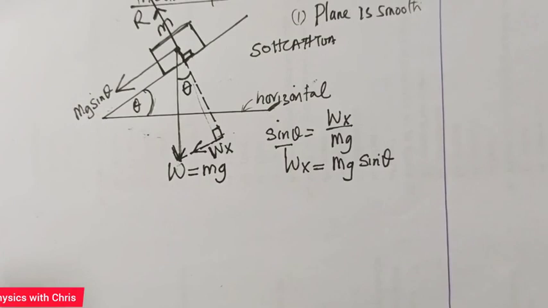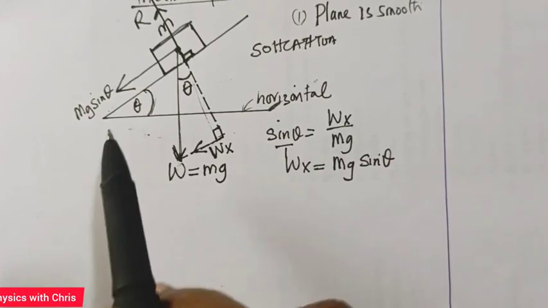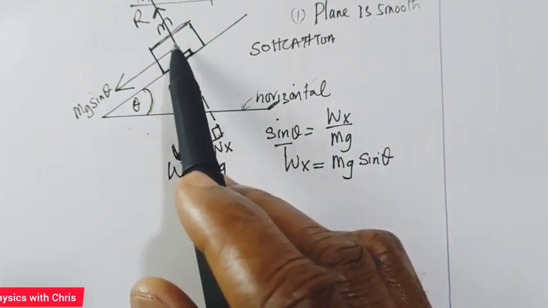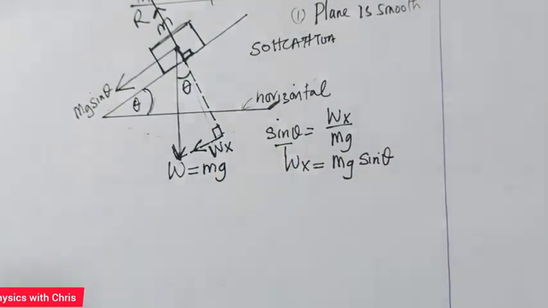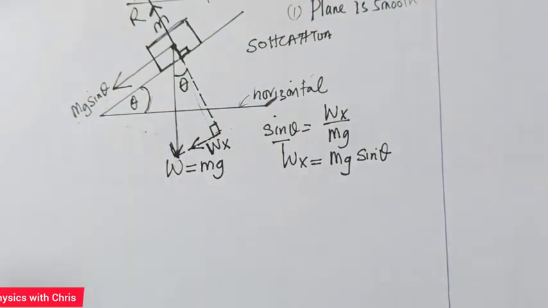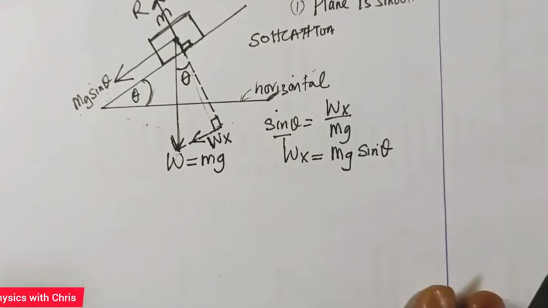Otherwise, Newton's laws of motion will have been invalidated if that is not there. So that's the force that causes the mass to slide down the plane, and we say it is a component of the weight that acts parallel to the plane, or along the plane.